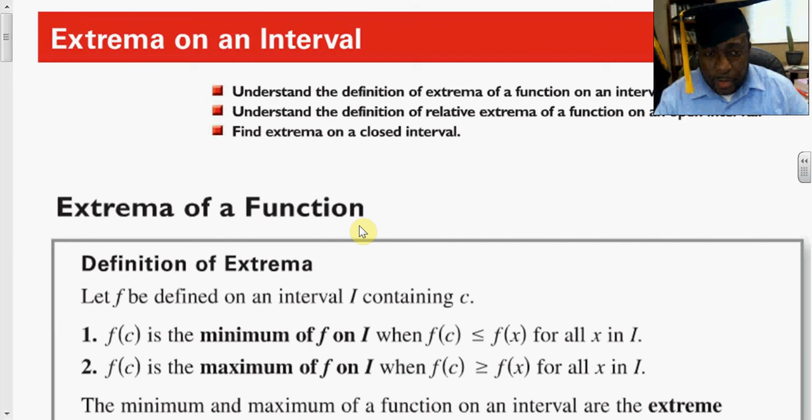In this section, we discuss the extrema on an interval, the extrema or the maximum or the minimum values of a function on an interval, whether it be a closed interval or an open interval.